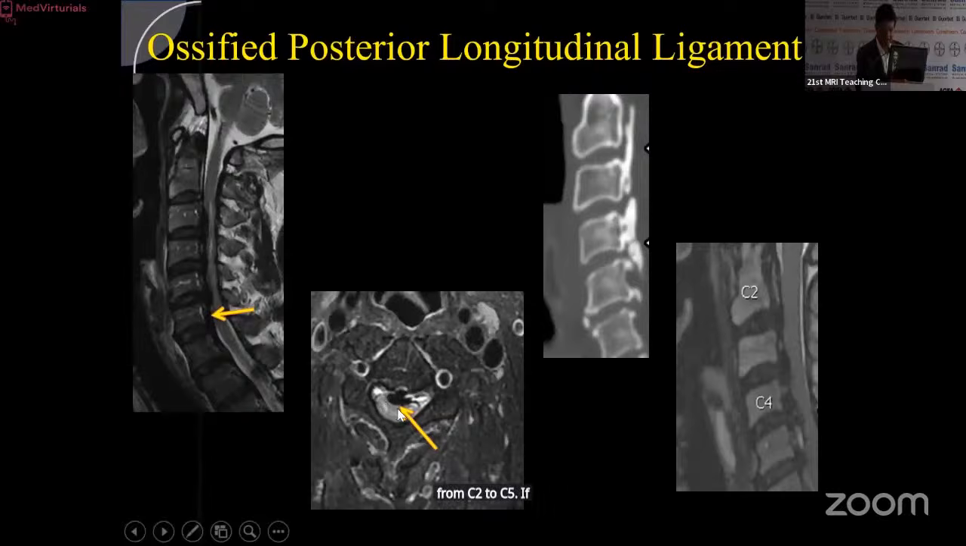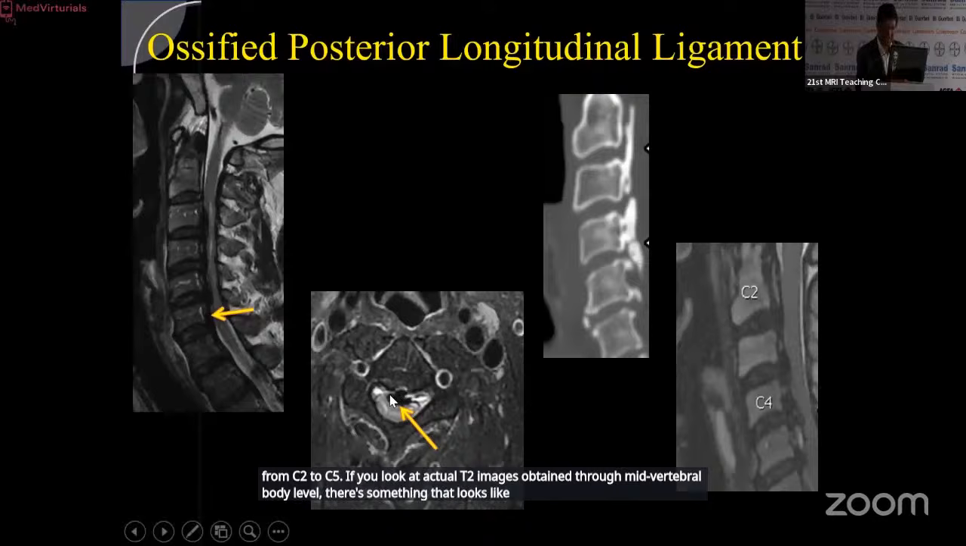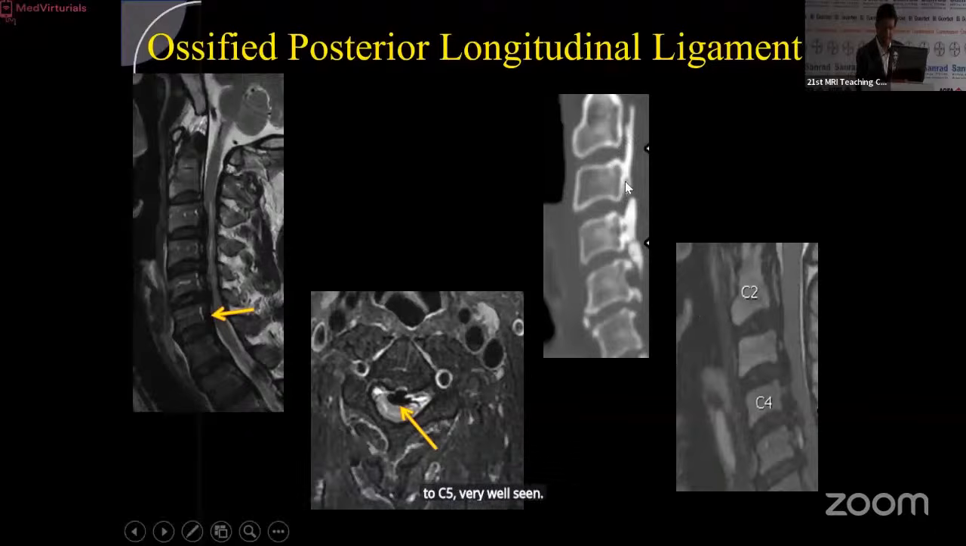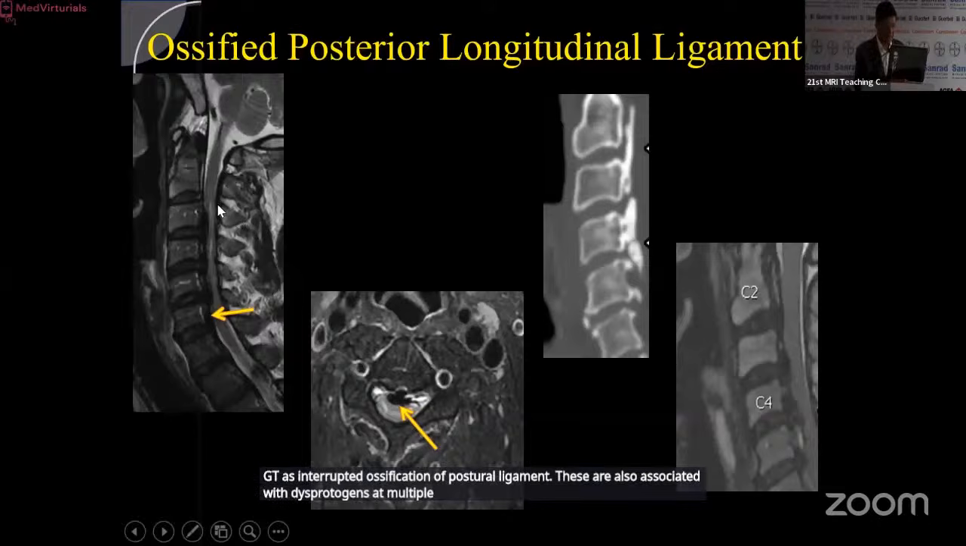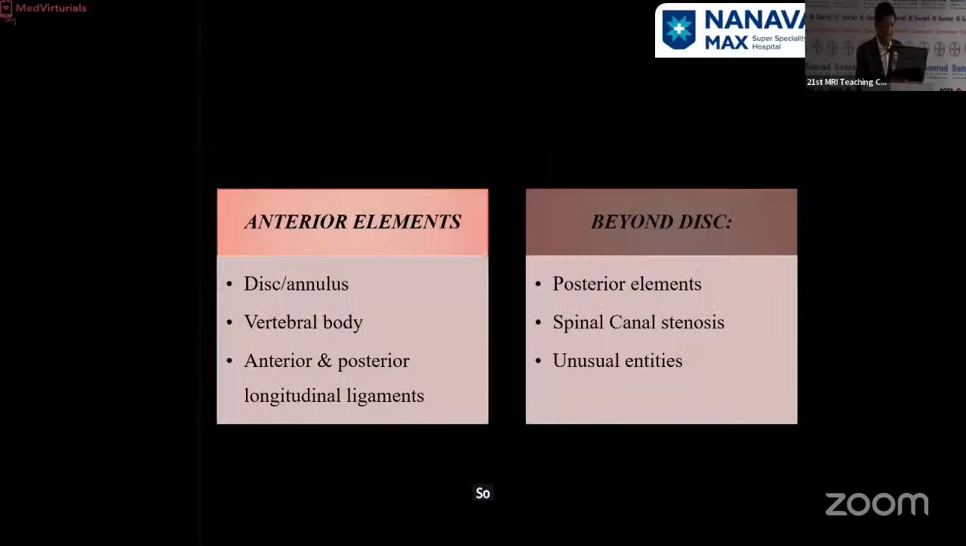If you look at axial T2 images obtained through mid-vertebral body level, there's something that looks like a herniation, which is actually ossified posterior longitudinal ligament. Another patient showing ossification from C2 to C5, very well seen on CT as interrupted ossification of the posterior longitudinal ligament. These are also associated with disc protrusions at multiple levels. And in this particular case, there is severe canal stenosis with cord ischemia from C3 to C6. So that is about end plates and their degeneration and how to describe them.